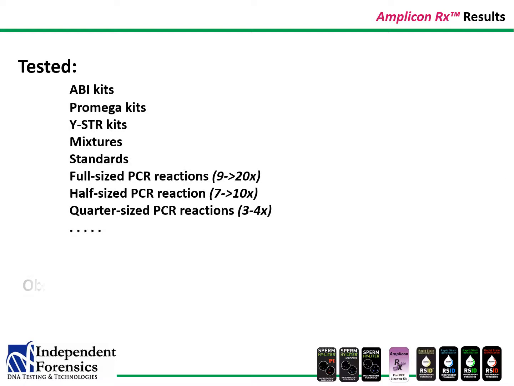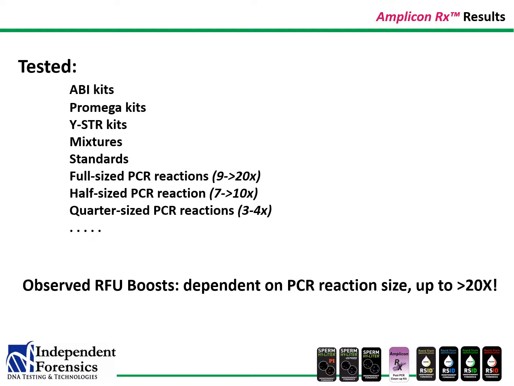We have tested Amplicon Rx on Applied Biosystems kits, Promega kits, YSDR kits, on mixtures, on standards, on full-size reactions, half-size reactions. The observed RFU boost is dependent on the PCR reaction size, but can be greater than 20-fold, depending on the size of the reaction and the specific multiplex that you are using.